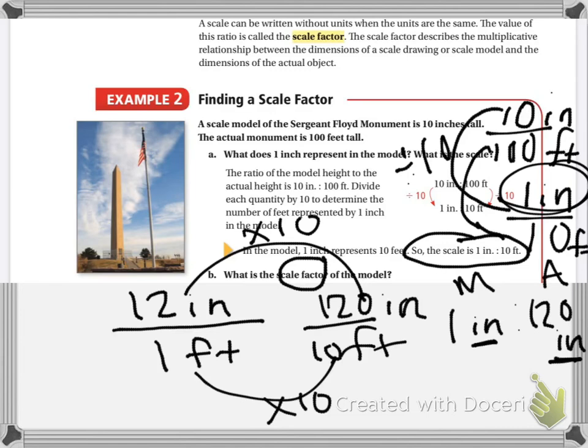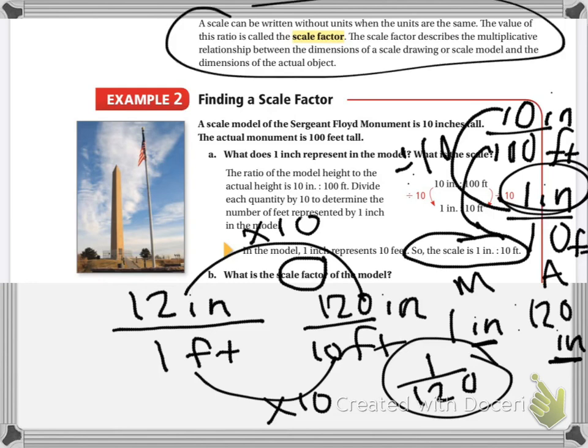So our scale factor would be 1/120th. And notice when I wrote it 1/120th, I did not have to write the units because a scale can be written without units when the units are the same, if we look up here. And the value of this ratio is called the scale factor. So once you can get it into the same units, then it is a scale factor and you no longer have to write that you're talking about inches.